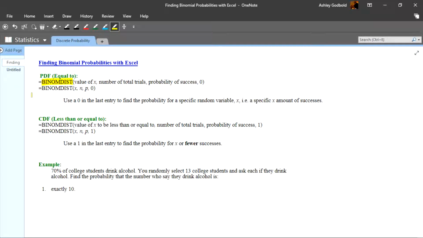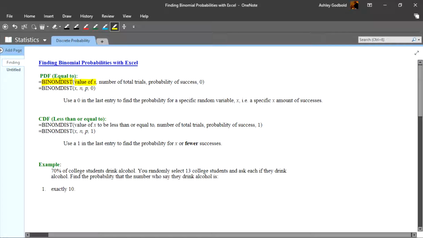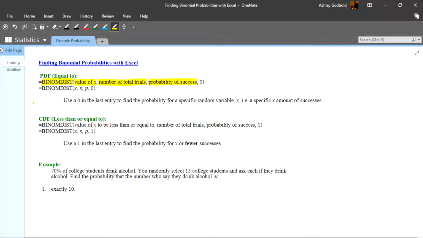The first parameter represents the number of successes you're trying to find the probability of. The second number represents the total number of trials, and the third number represents the probability of a success. Now, the last number represents whether or not you're finding a cumulative probability. This is where you designate whether you're calculating a PDF or CDF.